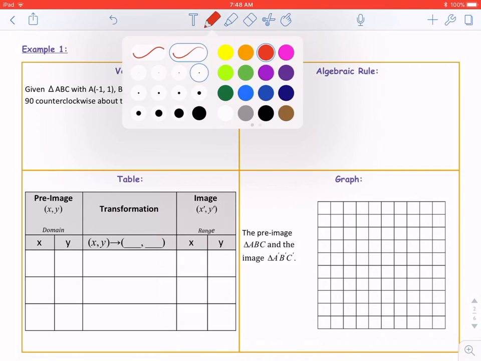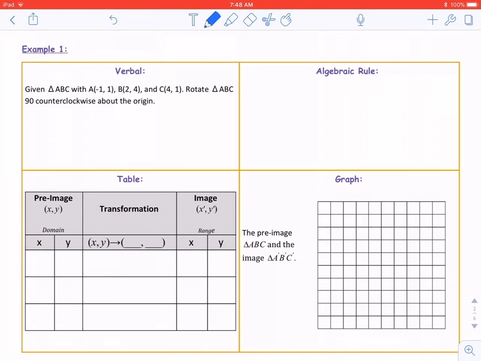So why don't we start by graphing triangle ABC. I'm going to write the points down here in my table. So A is (-1, 1), B is (2, 4), and C is (4, 1). And then let's put it on our graph. I think our graph is going to help us figure out the rest. So for A, I need to go to (-1, 1). B goes to (2, 4). And C is at (4, 1).